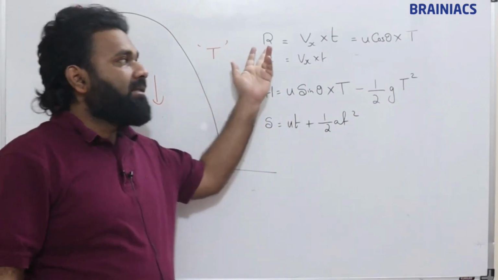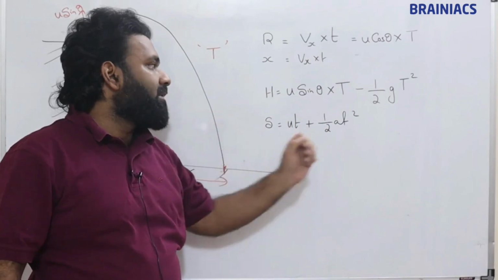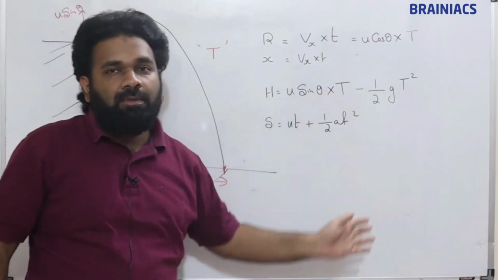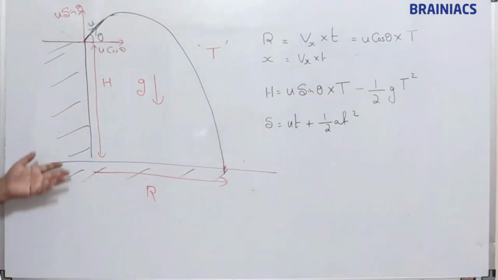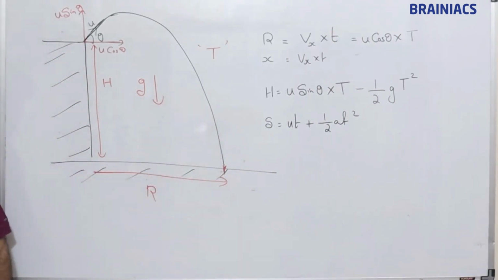Suppose if the range is given, we can find the time of flight. If the height of the tower is given, the time of flight can be found out. So this way we can approach this. Whatever we want, we can find out based on the question. Okay, please note it down.